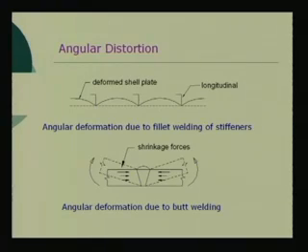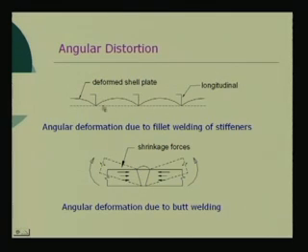So thereby you have higher shrinkage forces on the top surface. As you go down, it is lesser. So that forms a couple. That forms a couple, which leads to a bending moment and thereby an angular bending.